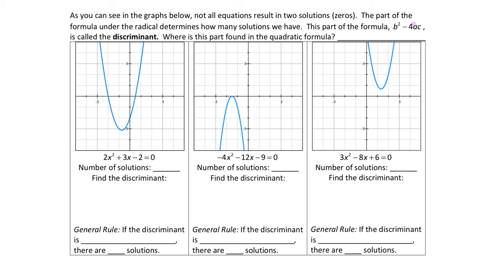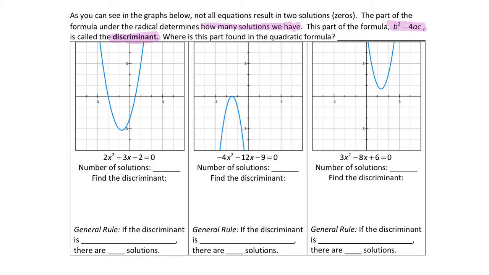So if we just focus on this part, that b squared minus 4ac. Normally it's under that square root, but when we're using the discriminant, which is what we're trying to find here, that is the part that tells us how many solutions we're going to have. So different quadratic equations and their graphs have different numbers of solutions.